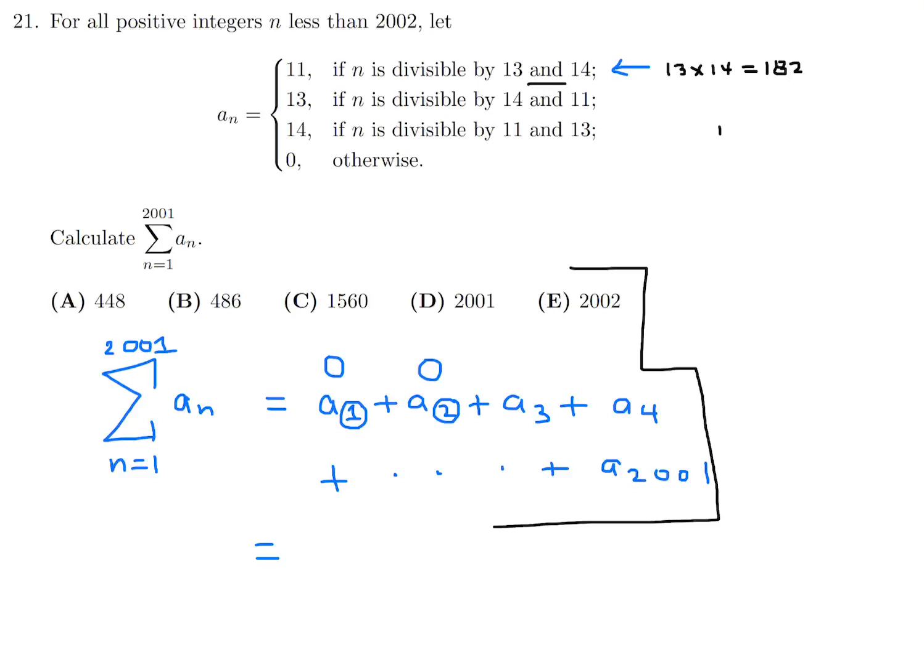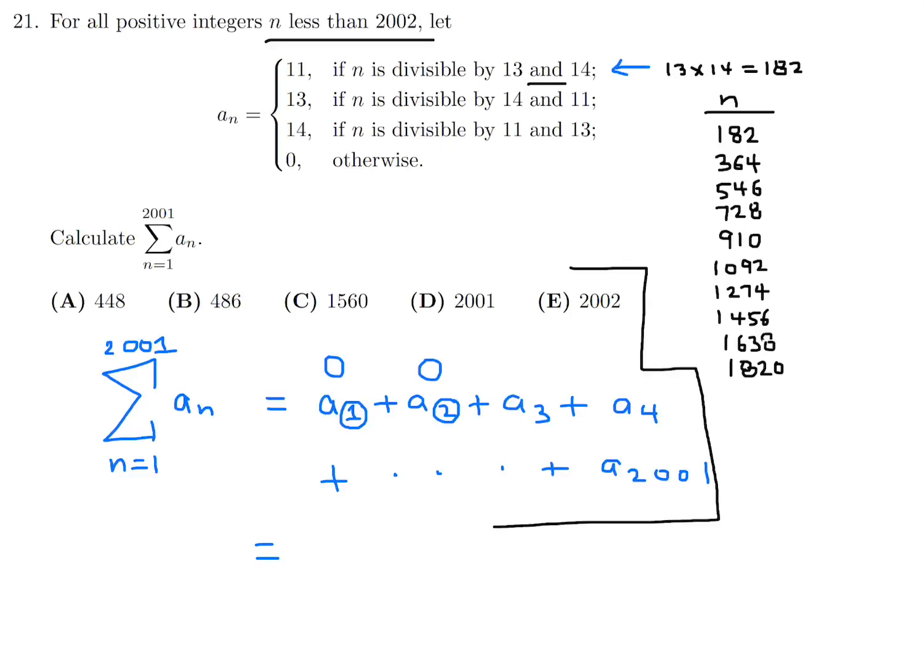So let's figure out, what are numbers divisible by 182? Well, we've got 182, 182 times 2, which is 364, 546, which is 182 times 3, 728. So I hope you get the hang of this. 910, 1092, 1274. These are all just multiples of 182, 1456, 1638, and 1820. And if I go any higher than that, I will have gone past 2001. The n has to be less than 2002. So these are values of n, okay?